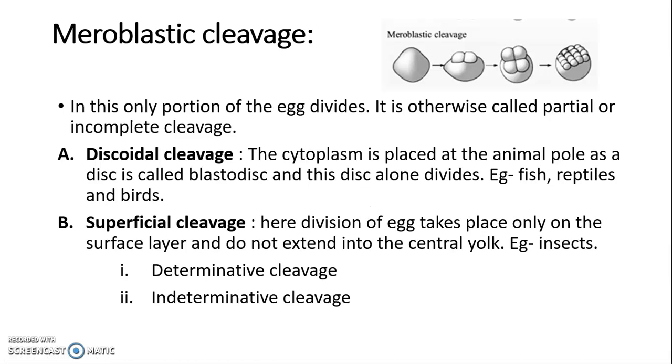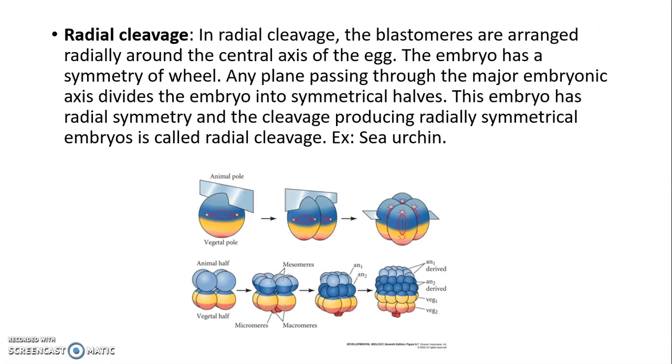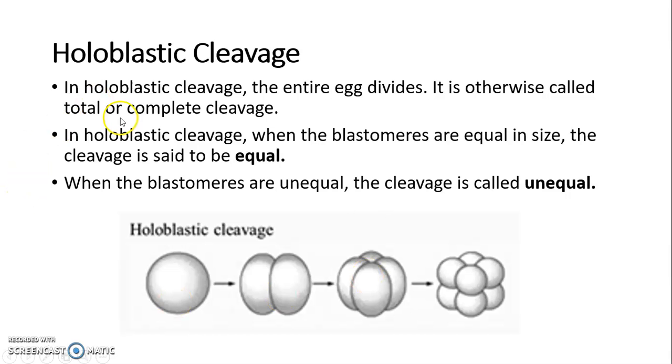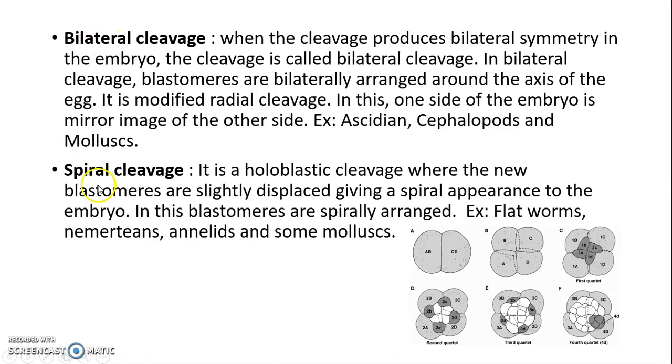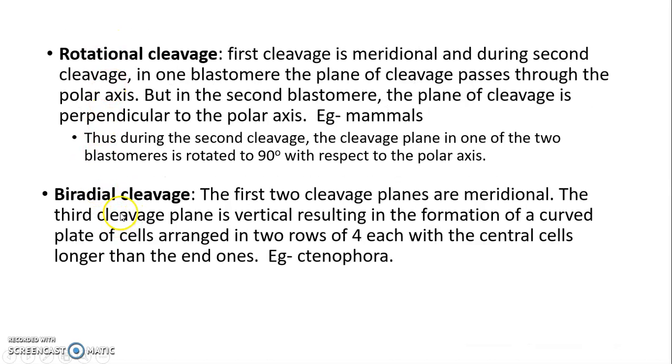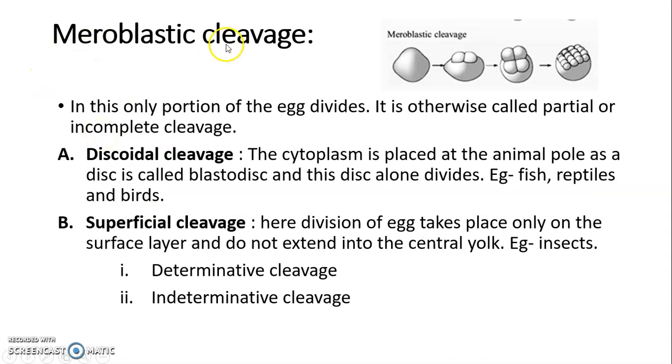Next one. These previous ones all come under holoblastic cleavage: radial, bilateral, spiral, rotational, biradial. Then the second one is meroblastic cleavage. Holoblastic means the whole egg divides. Meroblastic means only a portion of the egg divides. It is otherwise called partial or incomplete cleavage.